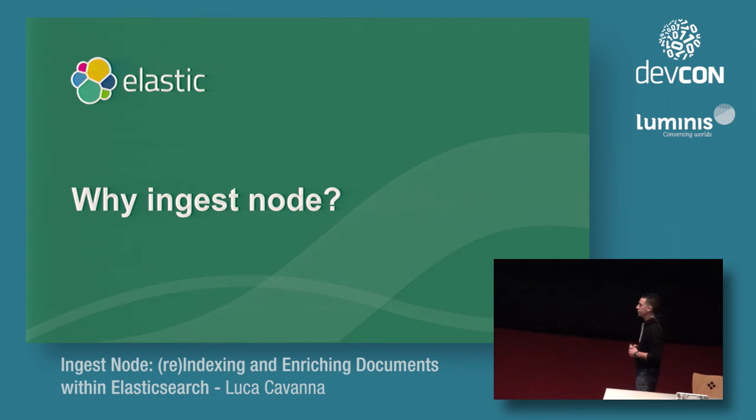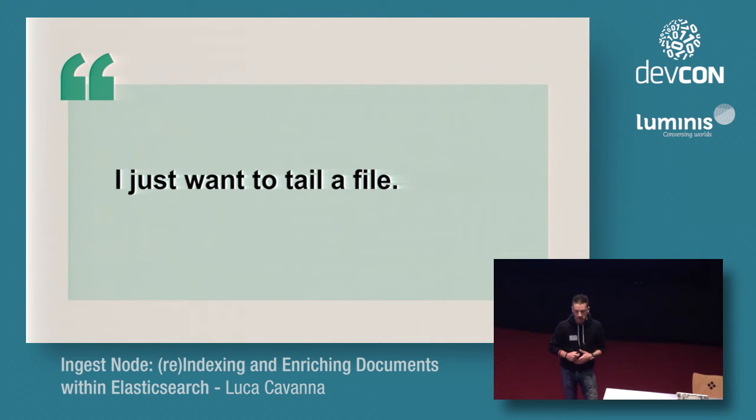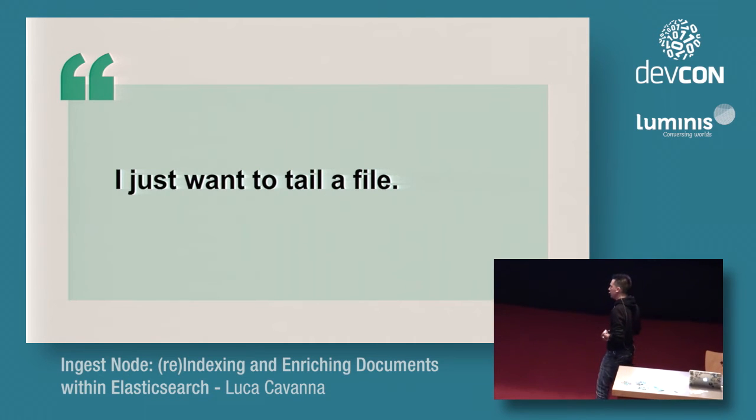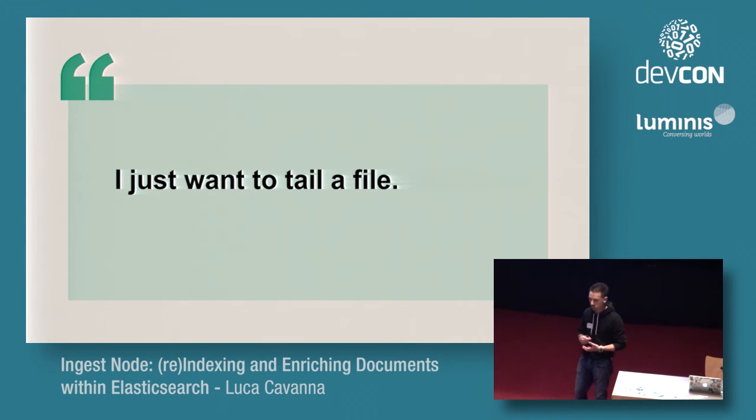So let's address first the question, why Ingest Node? Why did we need it? Why should you use it at all? And it can be all summarized through this very simple question, which is more of a requirement. I just want to tail a file. It's a simple requirement. You have a file. It can be logs, but not just logs, just a file. And you want to send it somewhere, to Elasticsearch. You want to make it searchable. You want to be able to search against it.